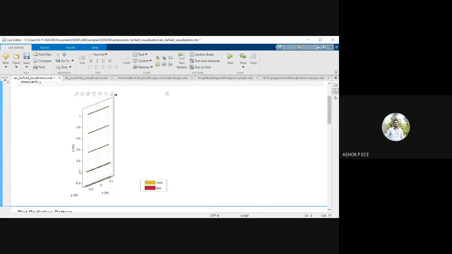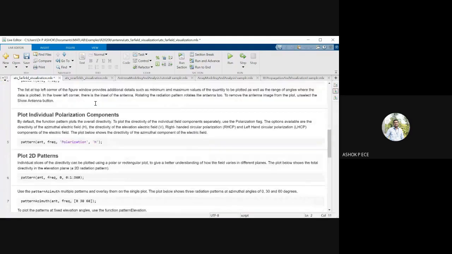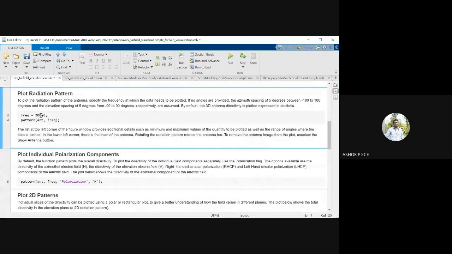Okay, so for 5 elements, one element is placed at 0, other elements are placed away from 0, and one element is placed backside to 0. So whatever is in backside is called the reflector. Whatever is in the front side, you call it the director. So you have three directors, one driven element and one reflector. Now assume the antenna is operating at 300 megahertz.